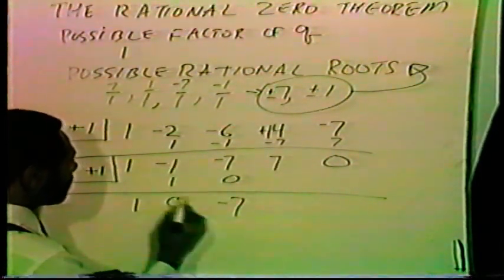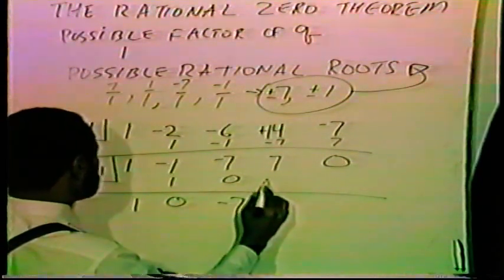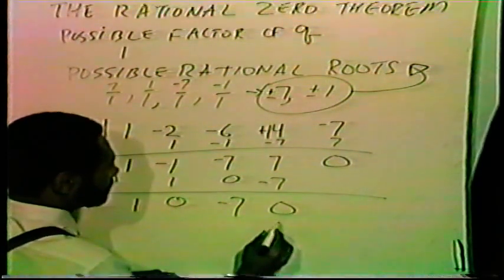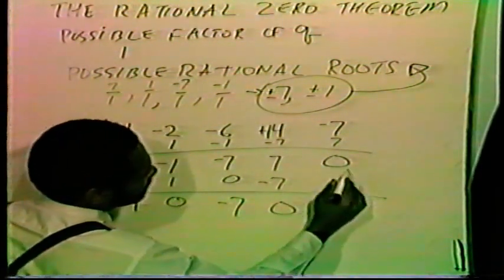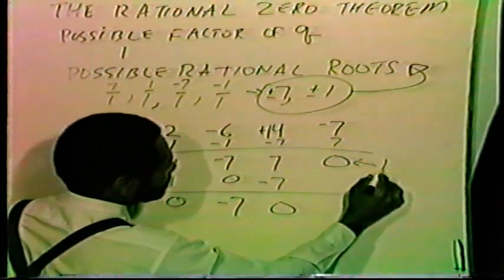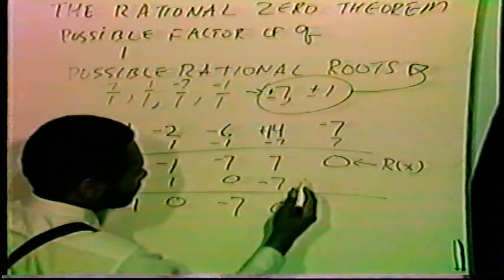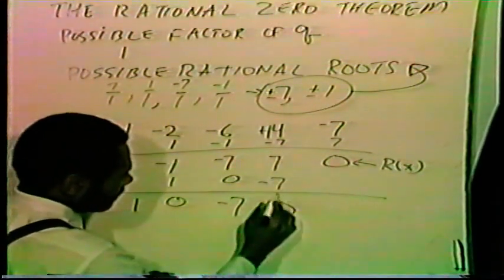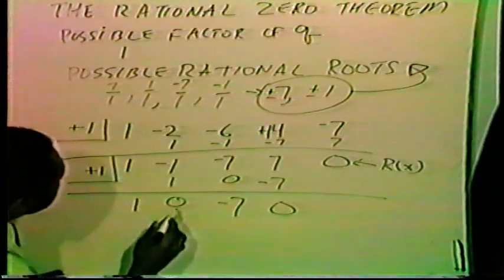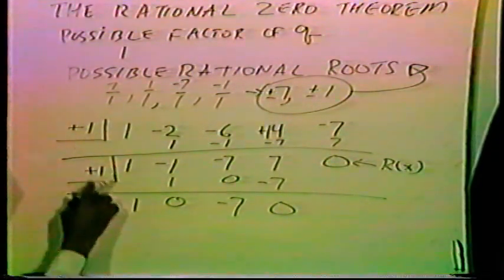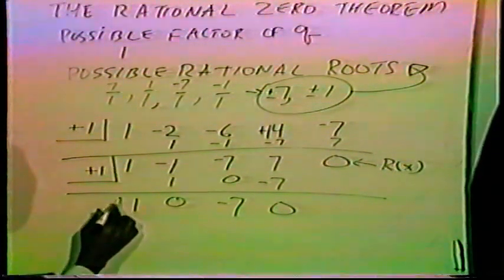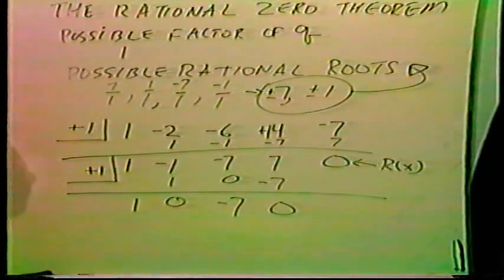We get negative 7, and that gives us negative 7. And that gives us 0. So we know that this was just the remainder, so you don't use the remainder in your next synthetic division problem. So this is where we would end here. This gives us a double root for positive 1. Then we try negative 1 and see if that will divide into the polynomial function.